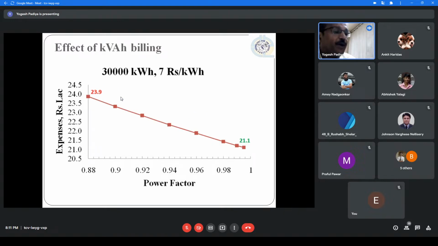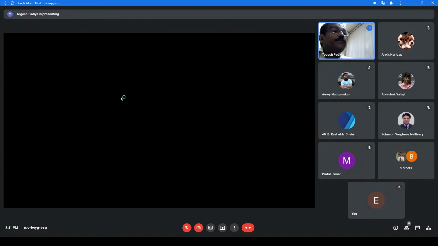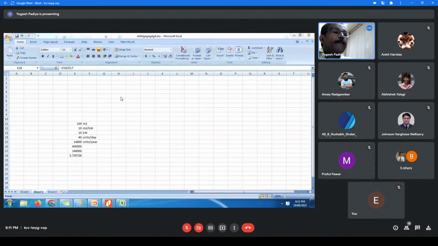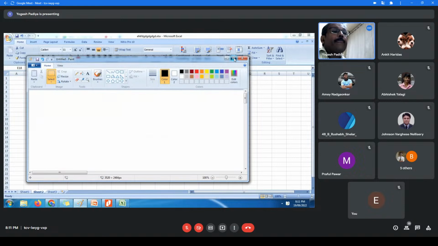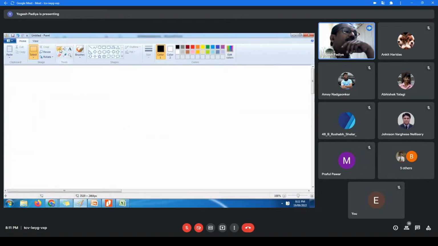Now, there is an important phenomenon of the light bill. There are two factors which are normally used in electricity. Let me show you. Okay, I will just give you some examples. There are some terms called kilowatt and kVA.